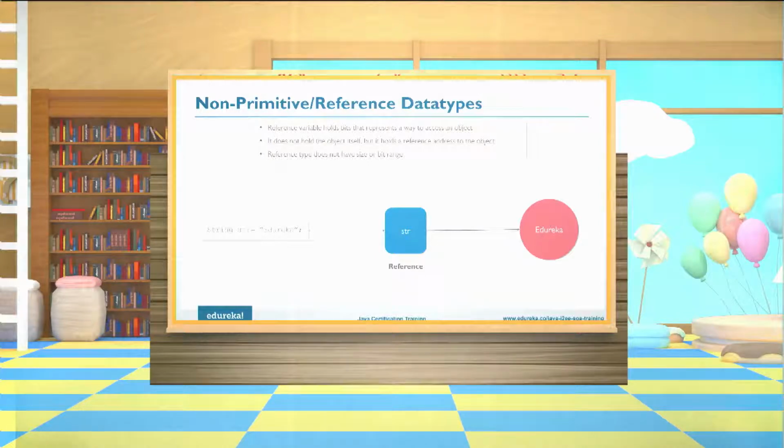The reference type does not have a size or bit range. Here we can see String str is equal to edureka. The one shown in red is actually the memory where edureka is stored. You have a reference, and str is the reference to it.